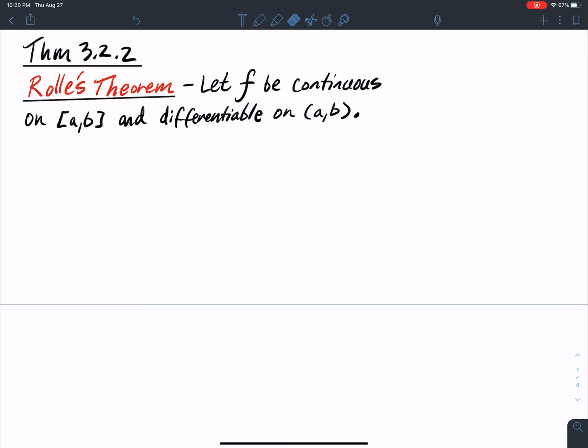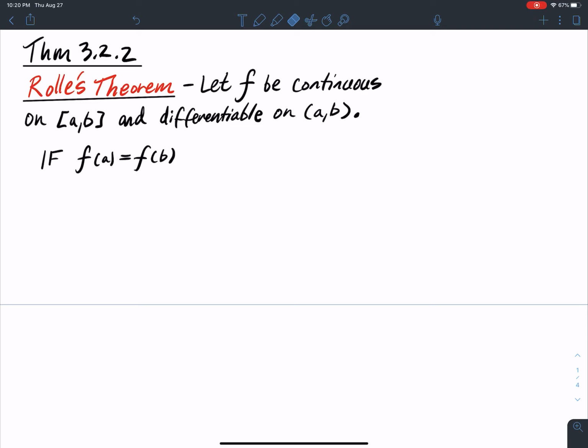So in this video, we're going to talk about Rolle's theorem. I'm going to let f be continuous on [a, b] and differentiable on the open interval (a, b). This has the same setup as the mean value theorem.